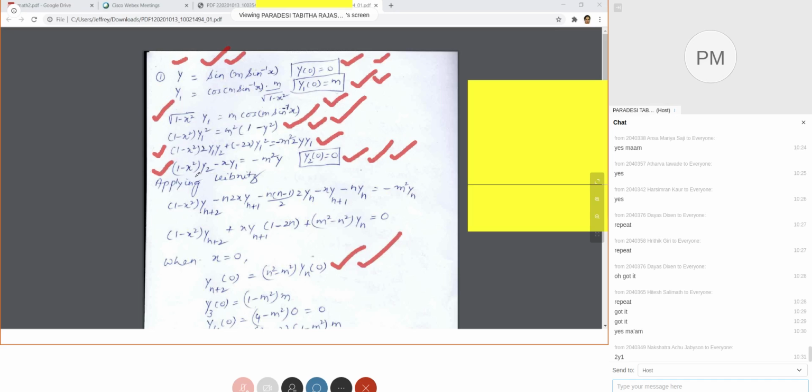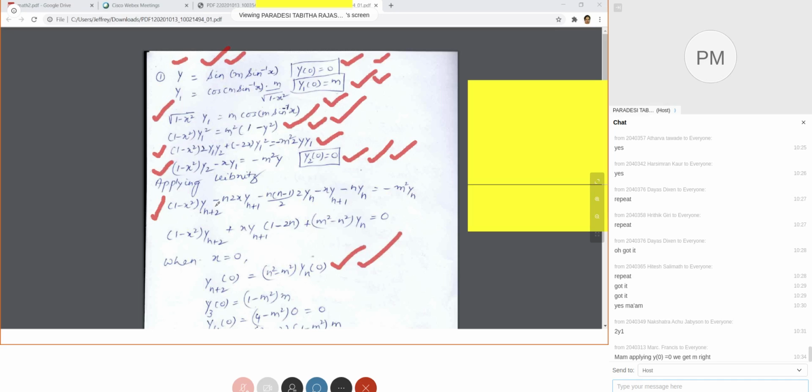Now, how to apply Leibniz? Look at the first term. Leibniz theorem is for product of two functions. First function 1 minus x square as it is. Nth derivative of y2, it is yn plus 2. Please look at this one. I'm looking at this line when I'm talking. Yeah, we are applying Leibniz on this equation. So first function 1 minus x square as it is. Nth derivative of y2 is yn plus 2.